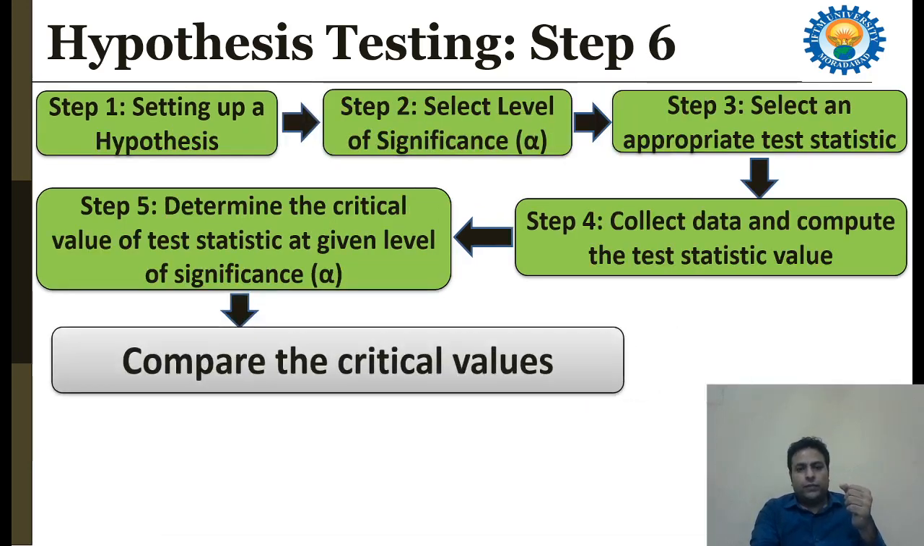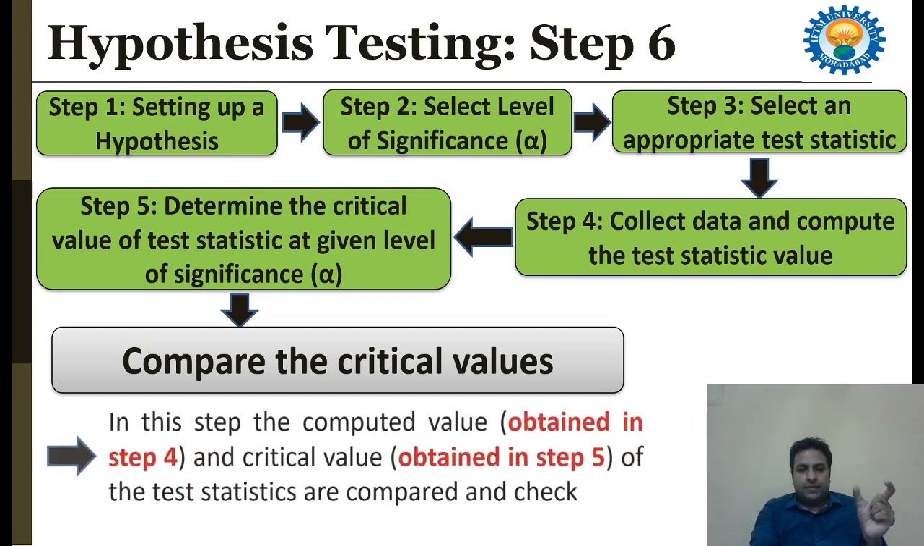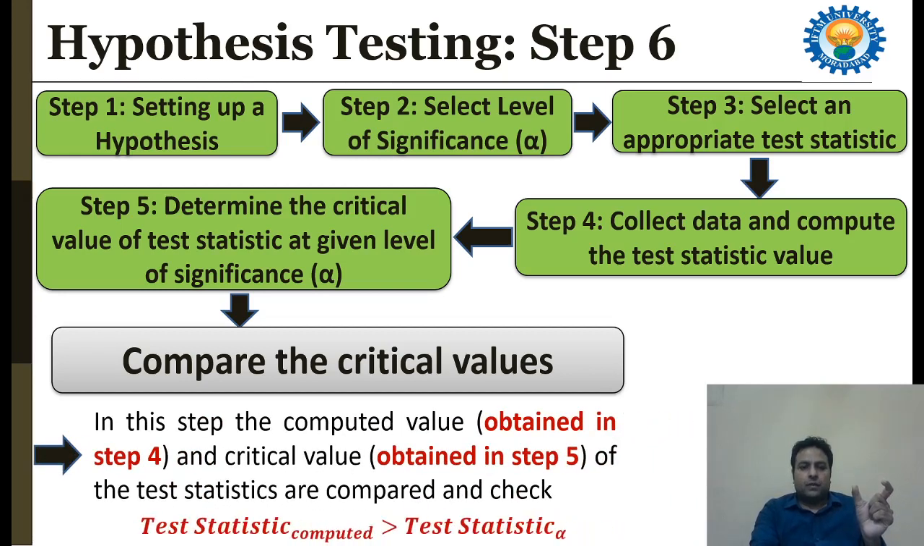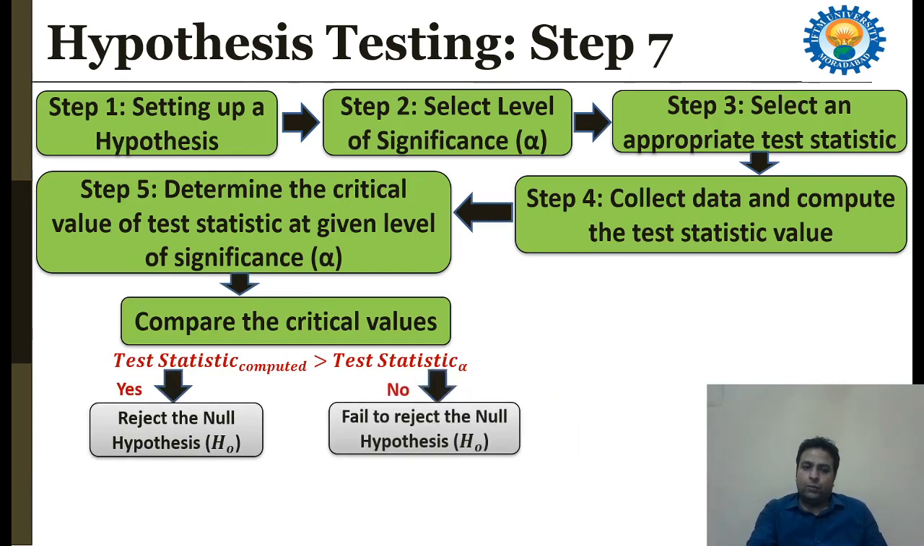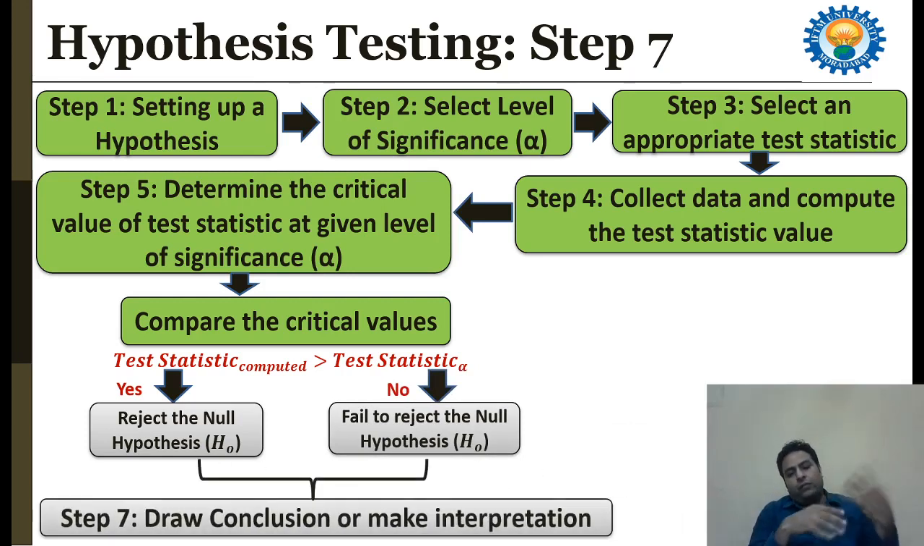So once we determine the critical value of the test statistic and the computed value of the test statistic, we have to compare these two values we have obtained in step number 4 and 5. We check whether the test statistic computed value is greater than or less than the critical value. If the computed value is more than the critical value, then we reject the null hypothesis. And if it is not so, then we do not reject, or we can say that we fail to reject the null hypothesis. On the basis of this, we can draw our conclusion, or make the interpretation.